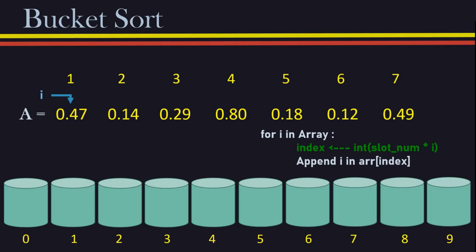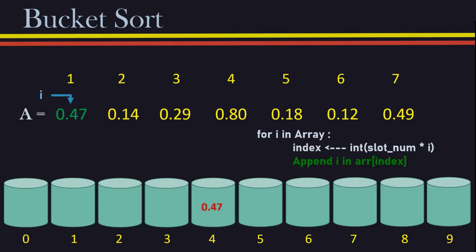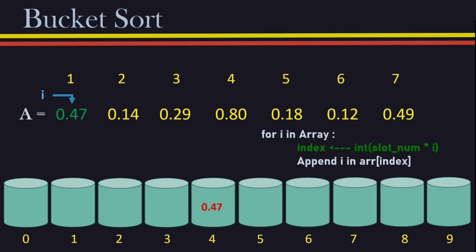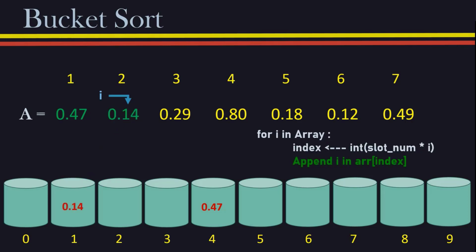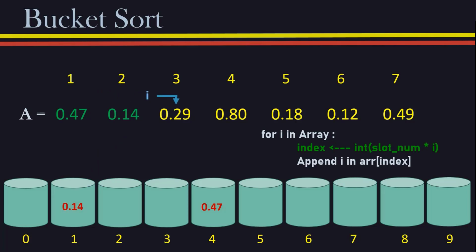For the first element, the MSD is 4. So we put the value in the fifth bucket, that is, in the index 4. After inserting the first value in the bucket, the value of I increases. Now the current I is pointing to the second element of the array. In this case, our MSD is 1. So we put the element in the second bucket that has the index 1. Similarly, the value of I will increase for each element until the whole array is traversed.